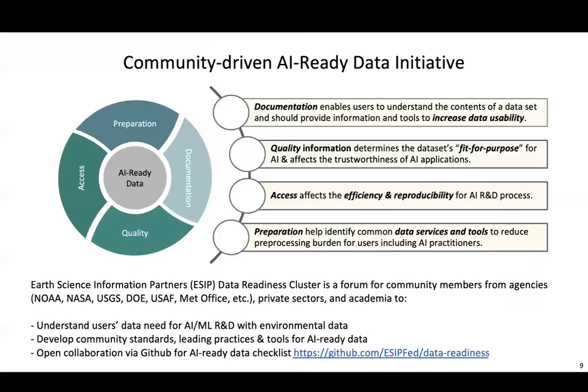And within there, we have a community-driven effort called the AI-Ready Data Initiative. When we're talking about AI-ready data, we define it in 4 aspects: the documentation, quality information, access, as well as preparation. The documentation is really to increase the data usability. The quality information is to determine the fit for purpose of specific development cases. And the access is really to enable an efficient, effective and reproducible manner for the AI research and development process. And the preparation is to identify the common patterns, how those data are used, and what can be used to enable data services and tools from a data center or repository point of view.